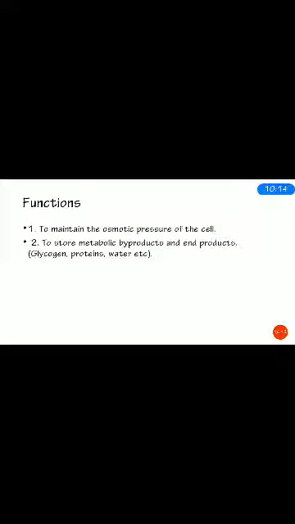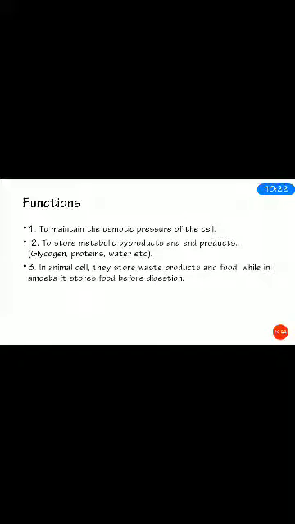So to store metabolic byproducts and end products, example glycogen, protein, water, etc. It's stored. All the glycogen, protein, water, everything is stored in vacuoles, because I'm again telling you it is a storehouse of a cell. And in animal cell they store waste products and food, while in amoeba it stores food before digestion. Again I repeat, in animals waste product and food is getting stored in vacuoles, while in amoeba it stores food before digestion. And in plant cell, vacuoles are full of cell sap and provide turgidity and rigidity to them.